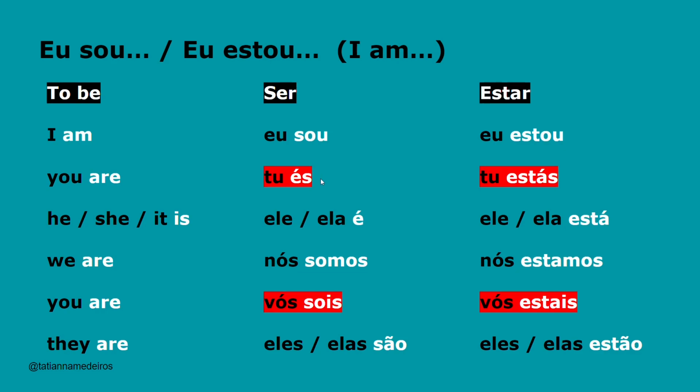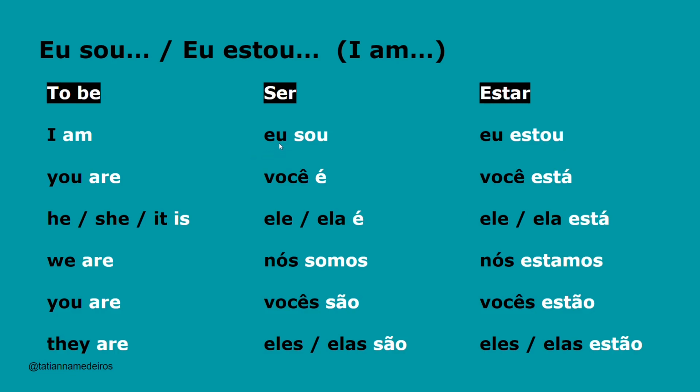It can happen sometimes. In Brazil, some people can use tu, but they will not conjugate the verb properly. They're gonna put the verb in the third person, say tu é, and not tu és. So I am, we say eu sou.